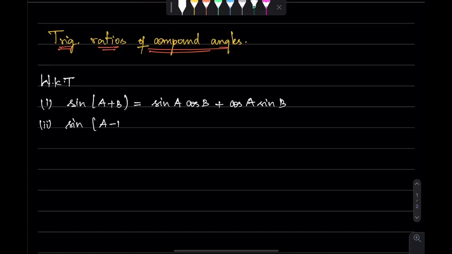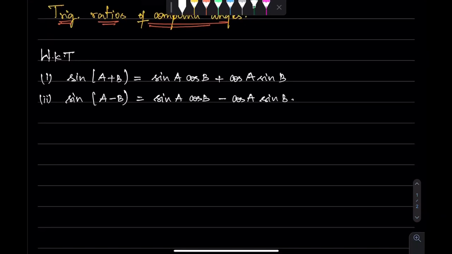What is sine a minus b? It is going to be sine a cos b minus cos a sine b. Fine. Now with this, you take these two expressions, so two results. What if I add these two results? So 1 plus 2, what do I get here?